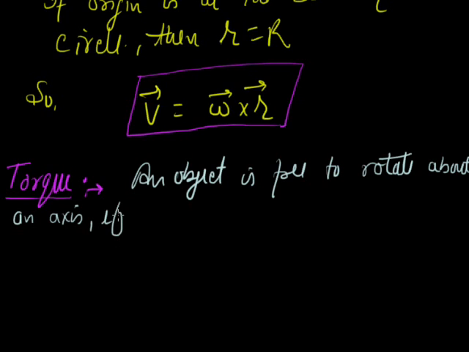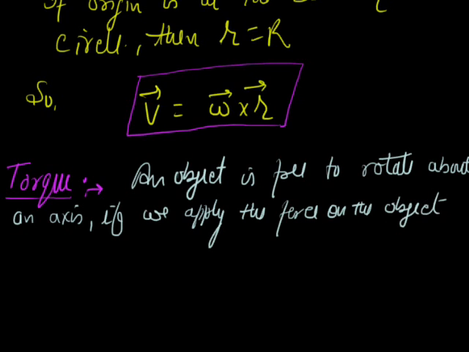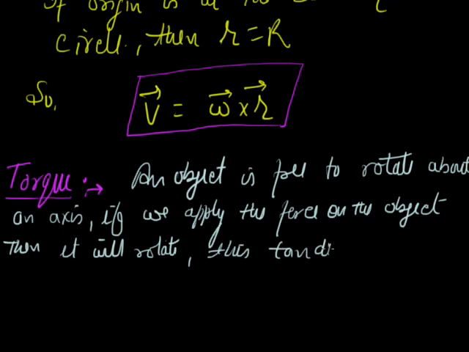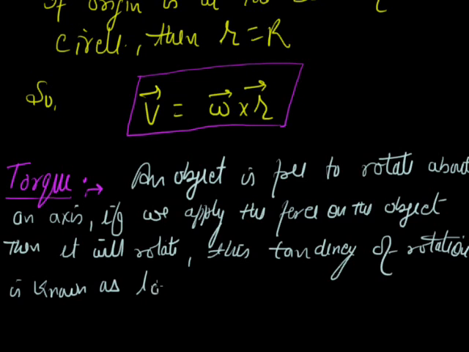If we apply a force on the object, then it will rotate. The tendency of rotation is known as torque. Its symbol is tau, T-A-U.